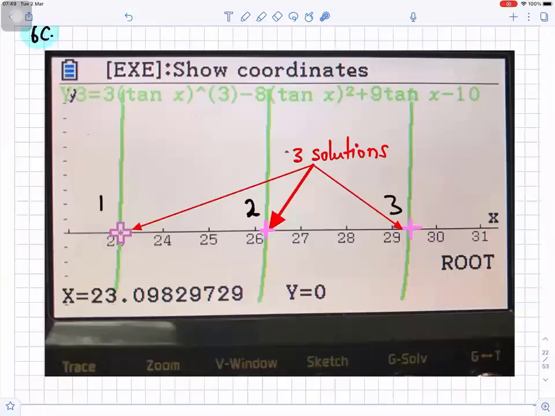And if you look on the graphics calculator, you will see there's 3 solutions. Number one, number 2, and number 3. Those are the 3 points, 1, 2, 3. Those are the 3 points where it crosses the x-axis, and those are the 3 solutions.